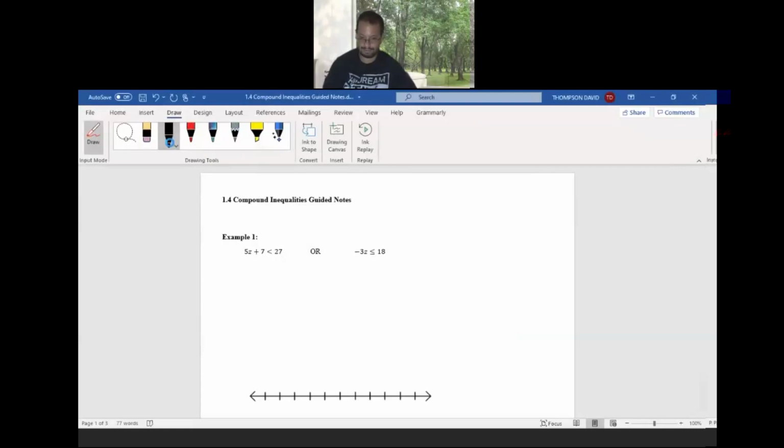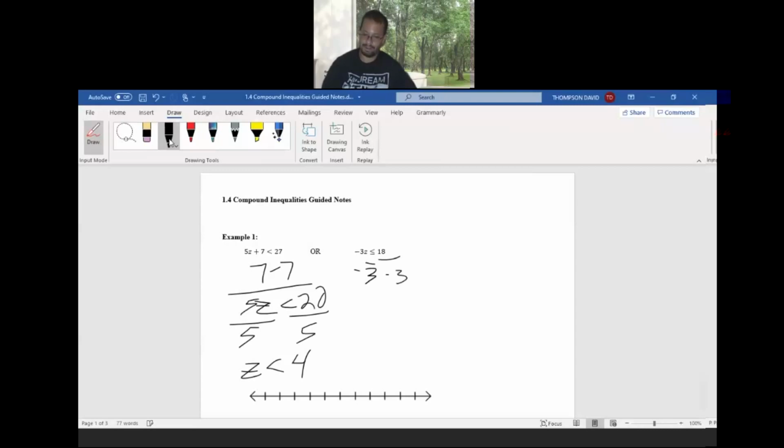So we have 5z plus 7, we'll subtract 7 from both sides to get 5z is less than 20. I'm going to divide both sides by 5 to get z is less than 4. Now, we have negative 3z is less than or equal to 18. We're going to divide both sides by negative 3. And we have z is greater than or equal to, don't forget to flip the inequality sign, negative 6.